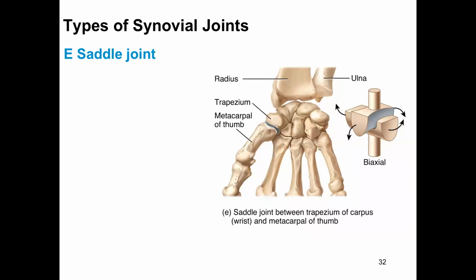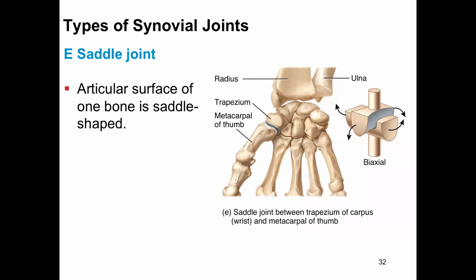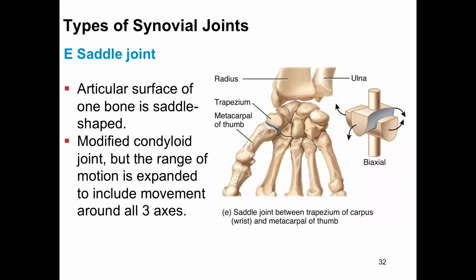Then saddle joint, it really has to do with the shape. So if you could imagine a saddle with a person sitting on it, right? So you can see very specific. So the trapezium and the metacarpal of the thumb, that would be a saddle joint, all right? So the articular surface on one bone is saddle shaped, and then you have a little bit more range of motion possibly, but they still say biaxial. But sometimes you can have a bit more modification, a bit more movement depending. But for argument's sake, go with biaxial.